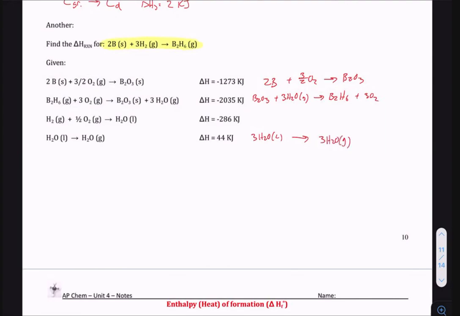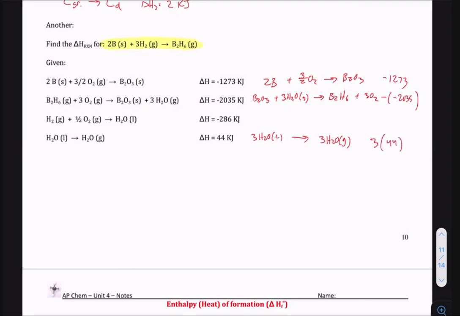Actually, I need to get caught up here with my enthalpies. I'm going to write these down real quick. Negative 1273. This one was flipped, so that's the opposite of negative 235. And multiplying this one here by 3.